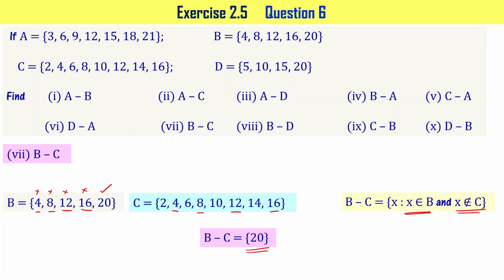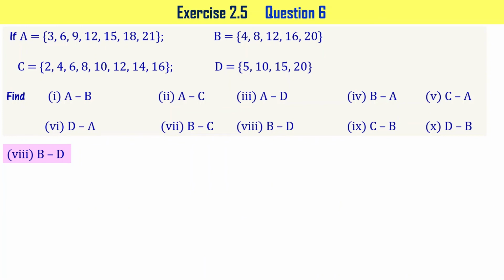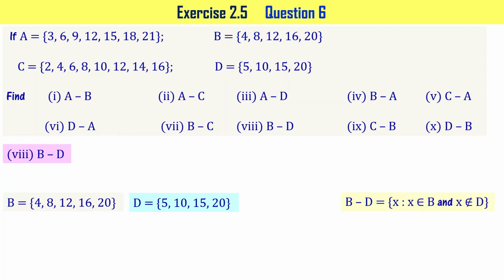Let's go to the next problem, that is B minus D. Let's write B, D. B minus D is the set containing elements that belong to B but do not belong to D, right? Now you see here 4 is only part of B, 8 is only part of B, 12 is only part of B, 16 is only part of B. When it comes to 20, it is present in both. That's why we don't include it as part of B minus D. So B minus D is the set containing elements 4, 8, 12 and 16.